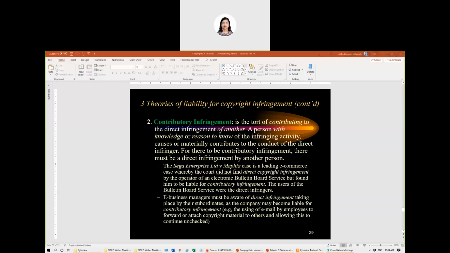So therefore, as an e-business manager, you have to be very careful that if your subordinates or people working for you in the company could be committing direct infringement, the company then becomes liable for contributory infringement. So that means if your employees are doing direct infringement, then the company can become indirectly liable for contributory infringement, because you are actually allowing your employees to commit copyright infringement through company email. So therefore, your company can become liable for contributory infringement.